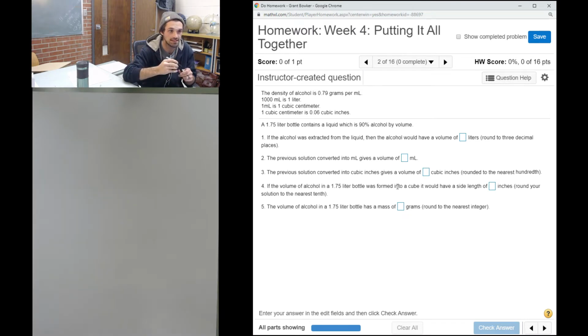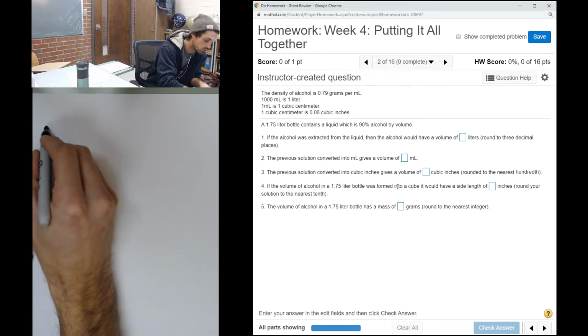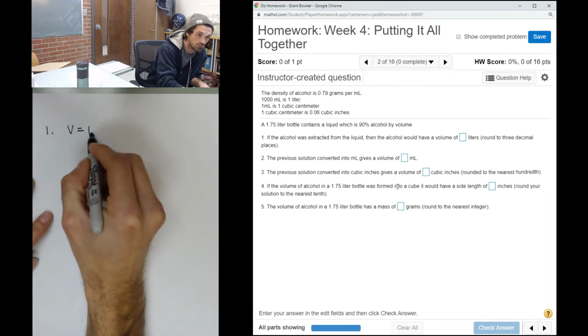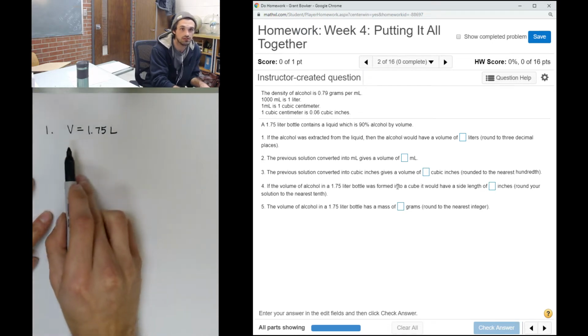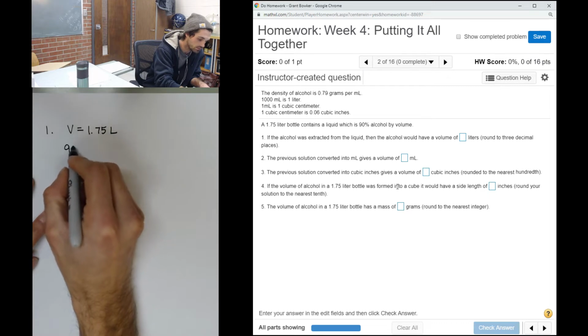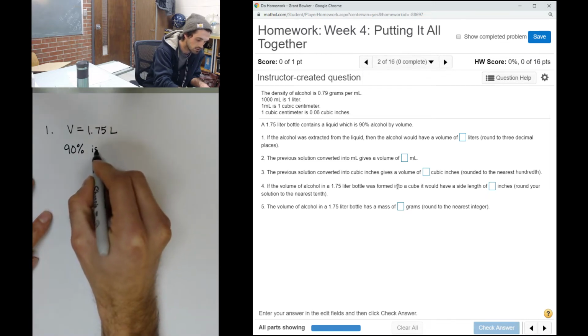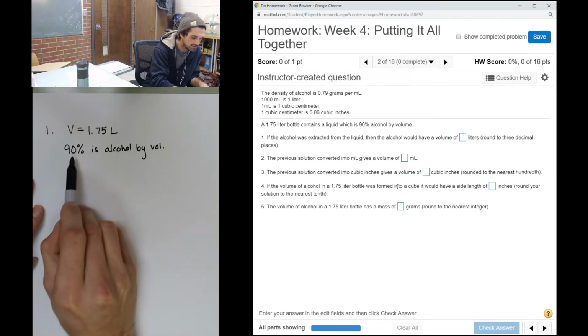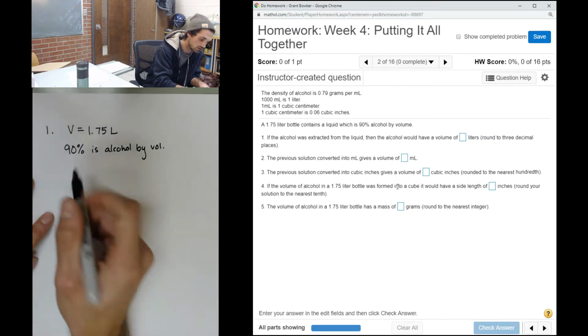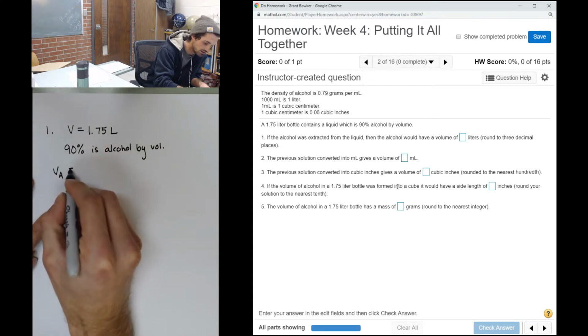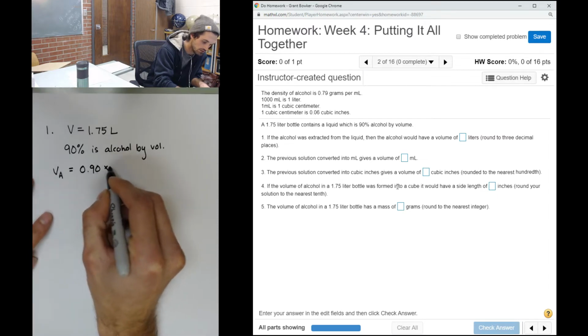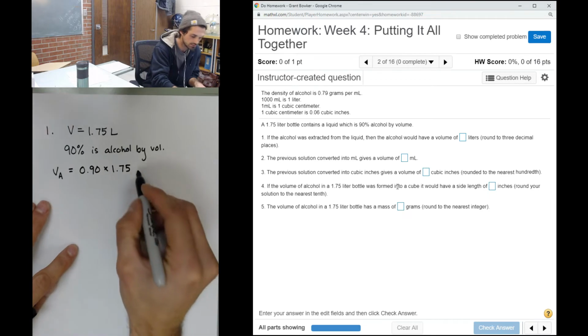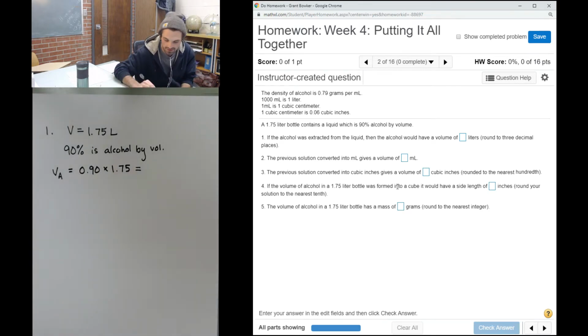If the alcohol was extracted from the liquid, then the alcohol would have a volume of blank liters. So for part 1, recognize we have a volume of 1.75 liters, which would be the volume of the bottle. And then we're told 90% is alcohol by volume. So 90% of that volume is going to be the volume of the alcohol. So the volume of the alcohol is going to be 90% of that 1.75 liters, so we can take 0.9 and multiply it by 1.75.